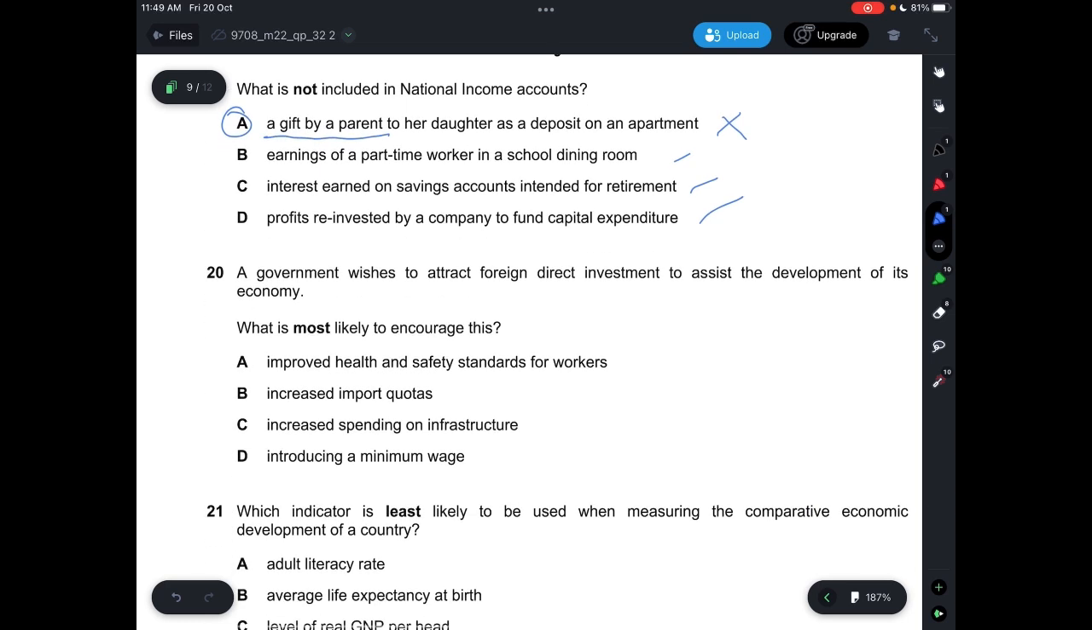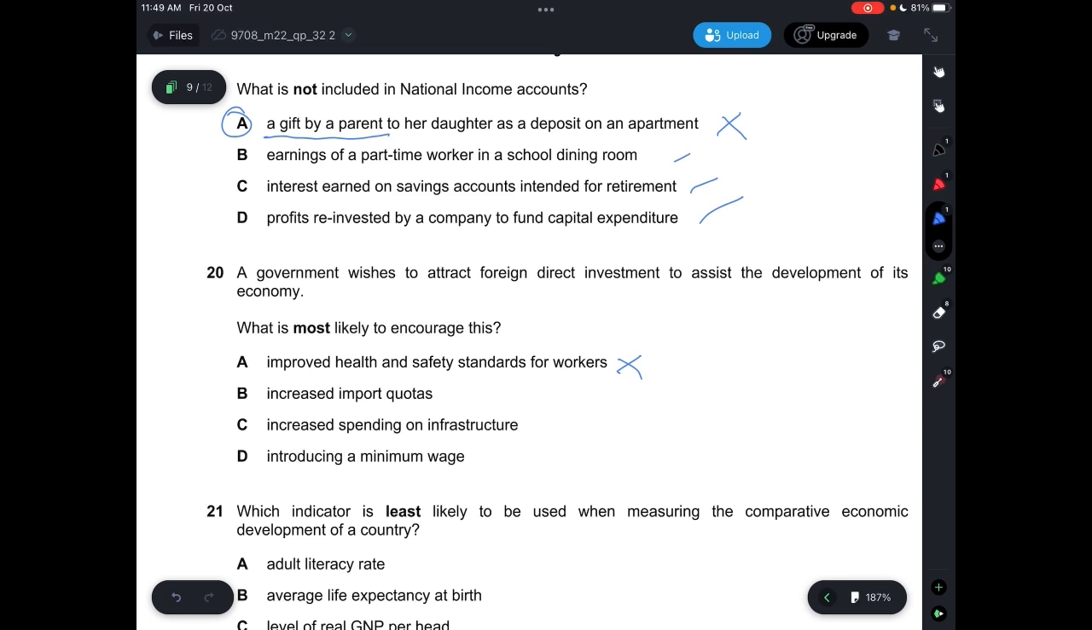Right. Question 20, a government wishes to attract foreign direct investment to assist the development of its economy. What is most likely to encourage this? Okay, so wishes to attract FDI. A, it says improve health and safety standards for workers. It may encourage, it may not. In most cases, not really. Because we are talking about the benefits that will directly benefit multinational companies.